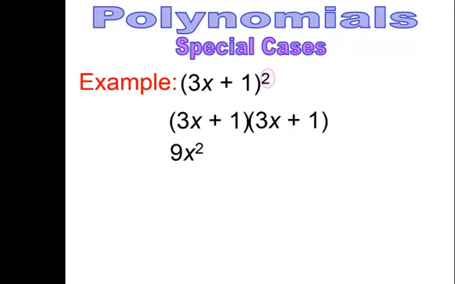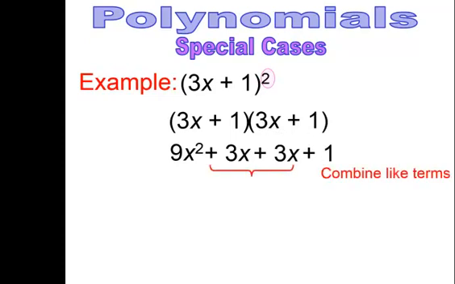We get 9x squared. Then we're going to take the first term and multiply it to the last term. 3x times 1 is going to be plus 3x. And now we're going to take the second term and multiply it to the first term. So you get plus 3x, and then 1 times 1 is plus 1.